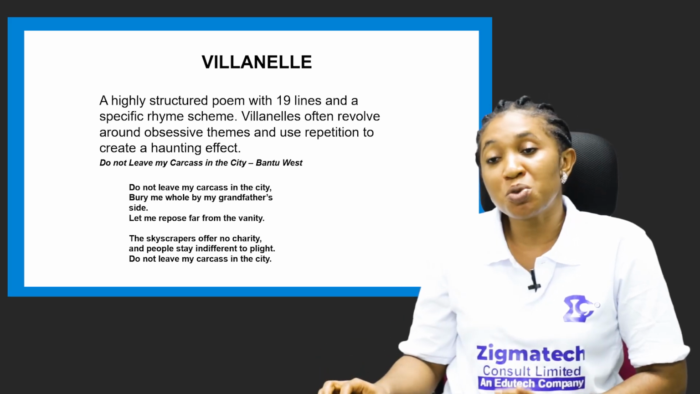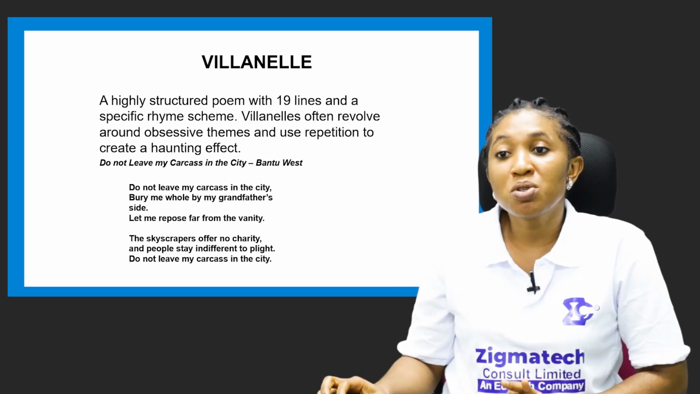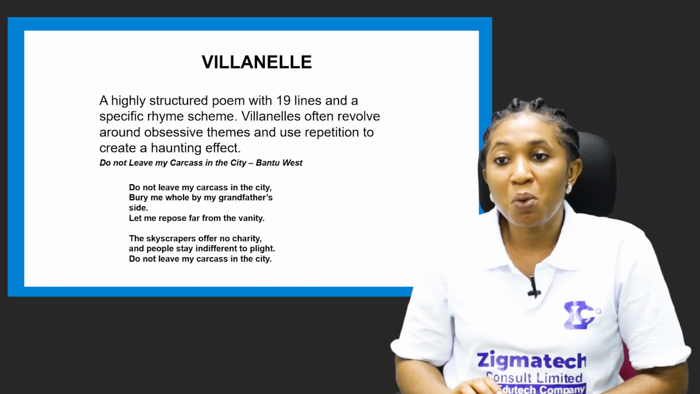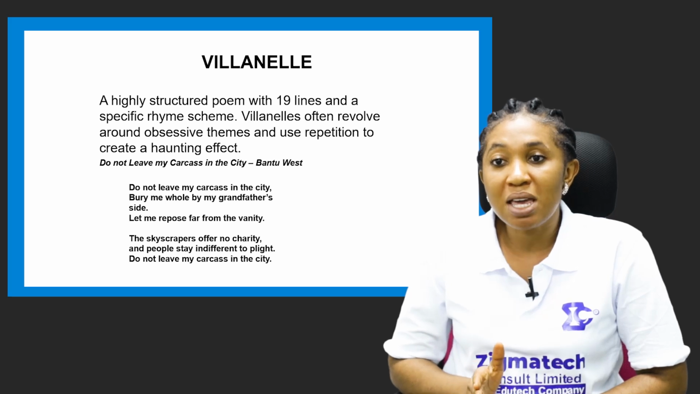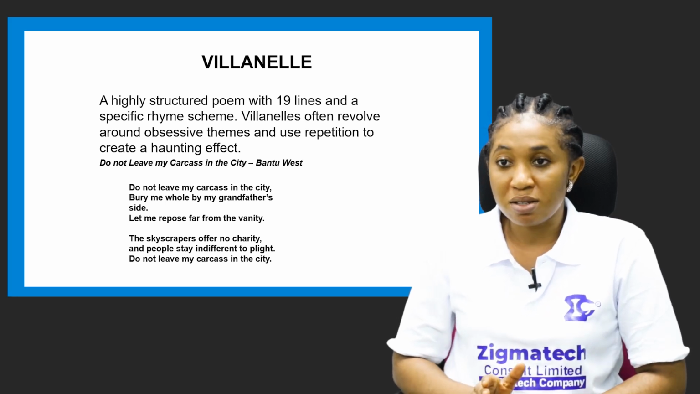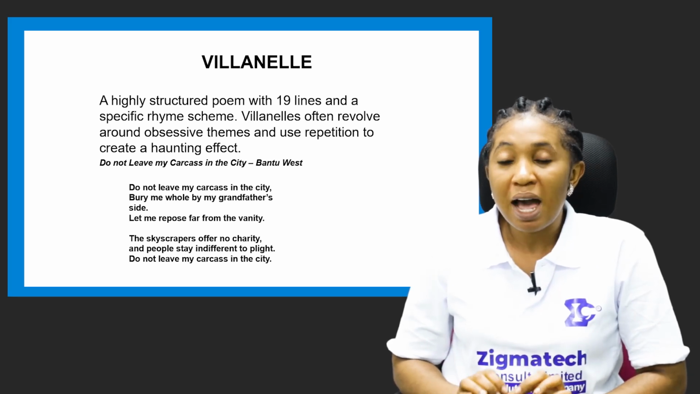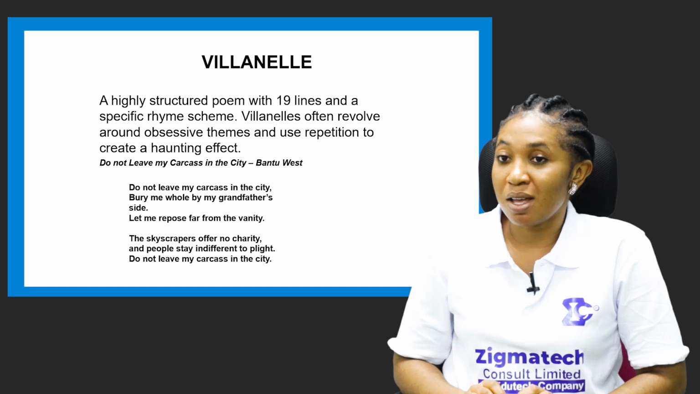So I'll leave you to read the poem, and then you'll also notice that the poem has 19 lines. And if you check very well, you'll see that there is a rhyme scheme to each stanza. So what I want you to do for me is this. Identify the rhyme scheme of each of the stanzas.